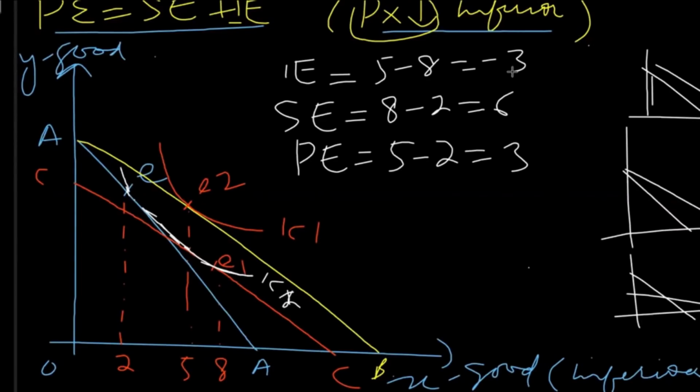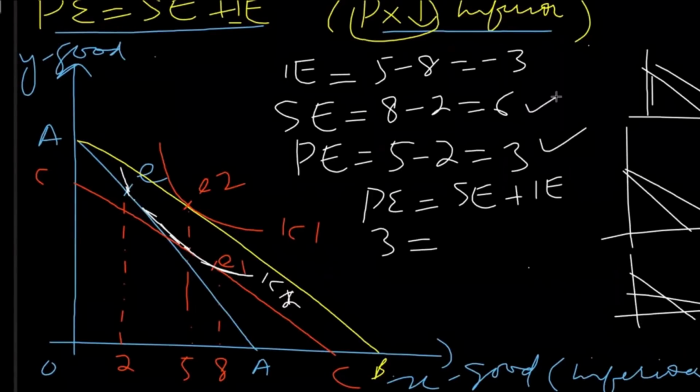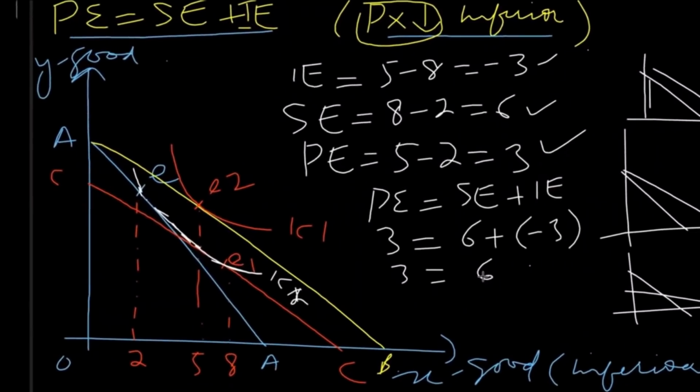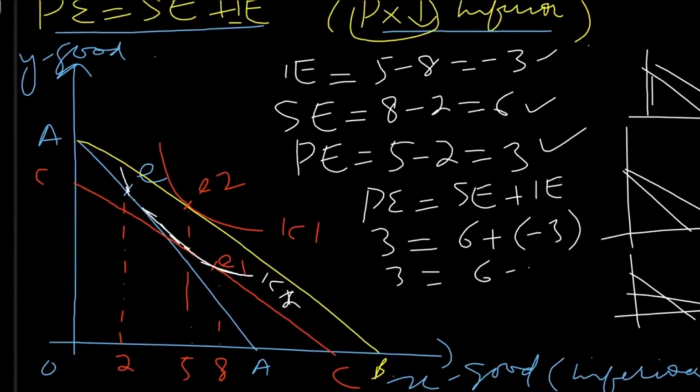Now we will put these values into our condition which we are trying to prove, that is price effect is equal to substitution effect plus income effect, and price effect is equal to 3, so put value 3, and substitution effect is equal to 6, and income effect is equal to minus 3. So 3 is equal to 6. When we will remove this bracket, then minus sign will make this plus sign negative, so 6 minus 3, so 3 is equal to 3.